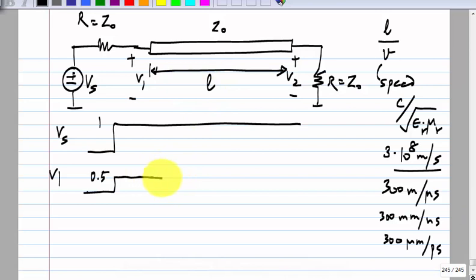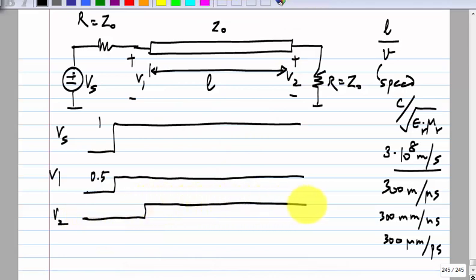So, it will have some delay. It will also reach 0.5, and this is the delay of the transmission line. Is this fine?